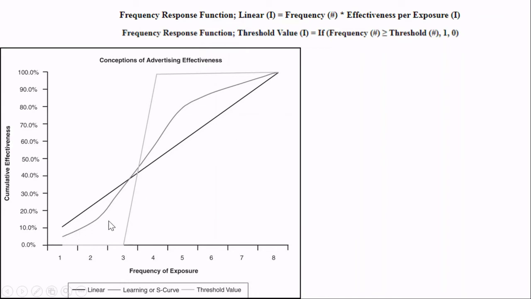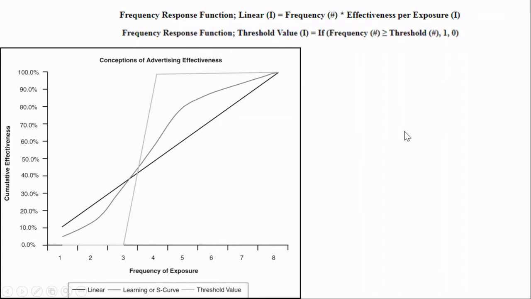Okay. Then we have something called the learning or S-curve, which is this squiggly one, just basically that early exposures aren't that effective, but once you build on them, as you add more exposures, the rate of effectiveness grows until some point, then it kind of flattens out. Okay. And the third one is what we call threshold value, just basically means that first couple exposures really do nothing, and then there's some point where an additional exposure really ramps up effectiveness, and then you hit a ceiling, and after that there's no reason to continue advertising in that particular campaign.